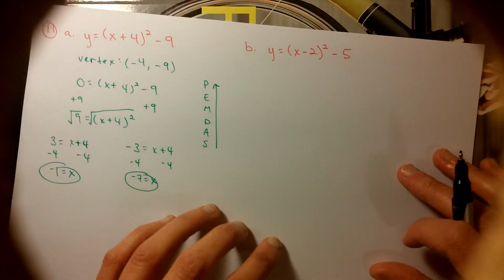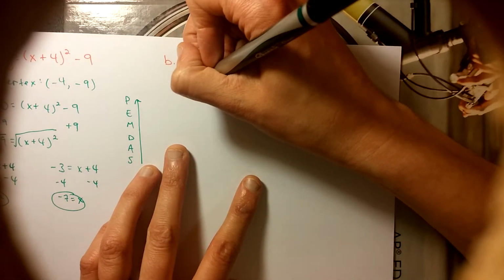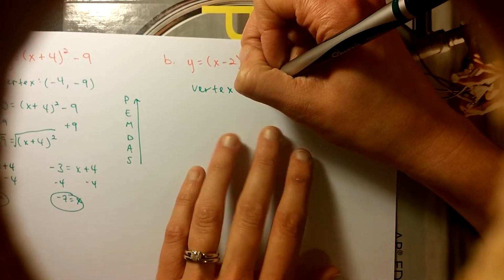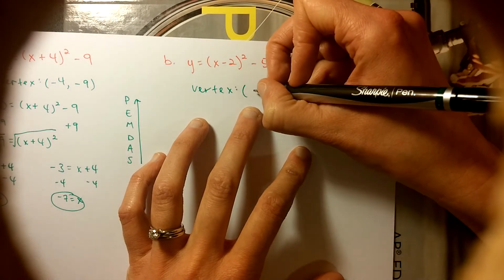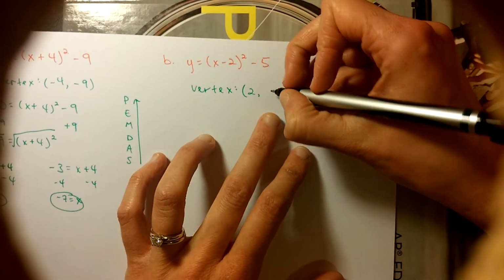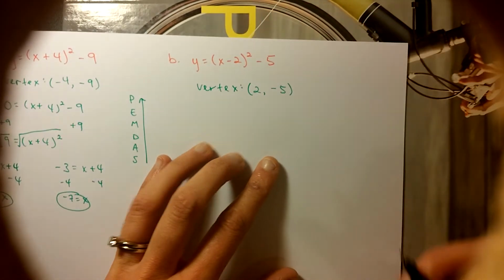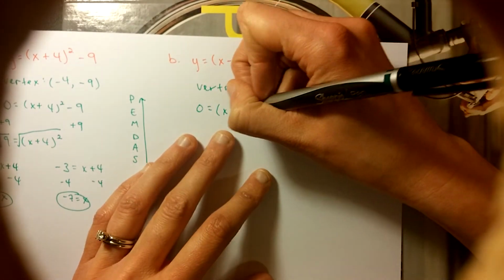So we're going to do the same process now for B. So first, to find the vertex, like we did on the other one, the x-coordinate is always the opposite of this number that's in here with the x. So that would be +2. And then this number out here is the y-coordinate. So that would be -5. And then to get x-intercepts, I've got to put in 0 for y first.